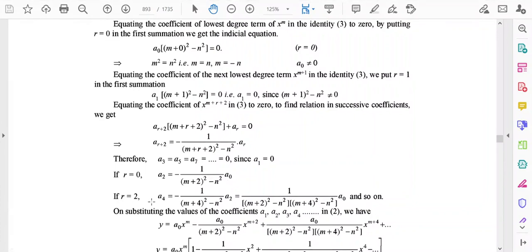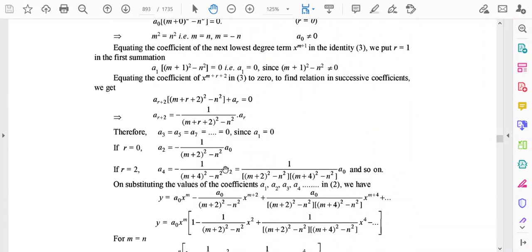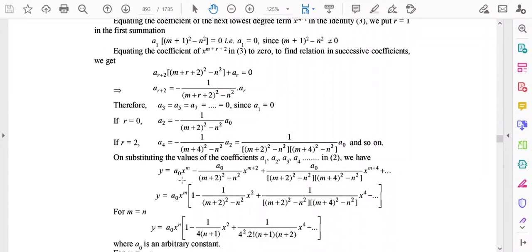Similarly, putting r is equal to 2, we can find a4. So this is the expression for the a4, and this is after simplification. So in this way we can find a2, a4, a6 and so on. So after calculating different a values, that is the different coefficients, we can write the solution as y is equal to a0 x to the power m minus a0 divided by m plus 2 whole square minus n square into x to the power m plus 2 plus a0 divided by this denominator x to the power m plus 4 and so on.